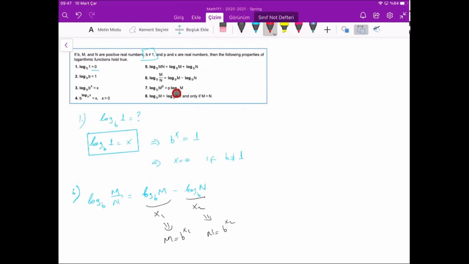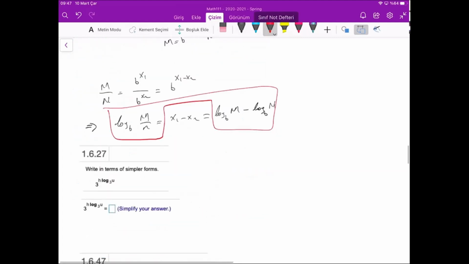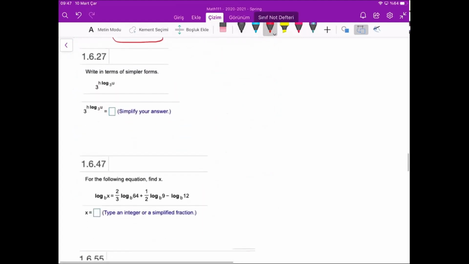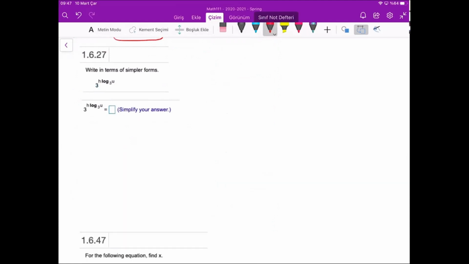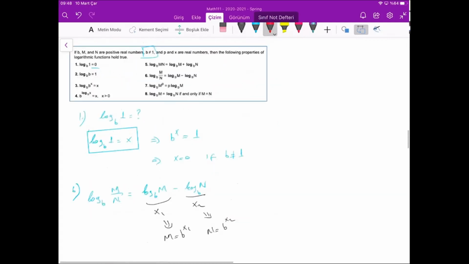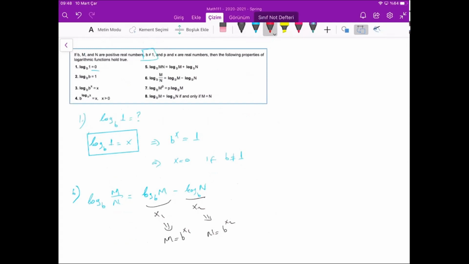We have several properties of logarithmic functions, and you should know all of these properties. So let's solve this question by using these properties. I will show each property at each step. Here, our aim is to calculate this one. We can write this h as a power of u. Let's find that property.